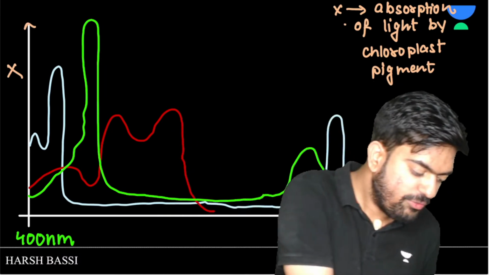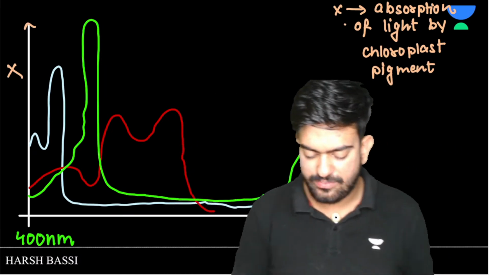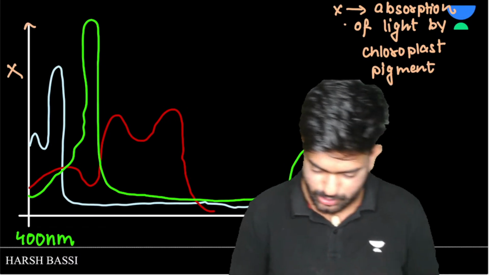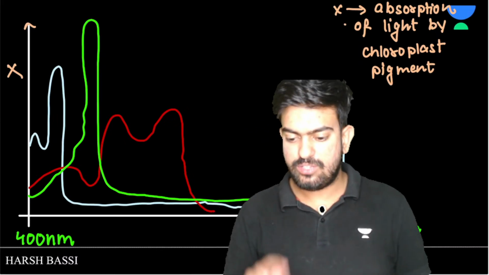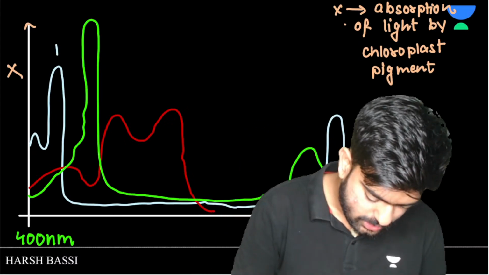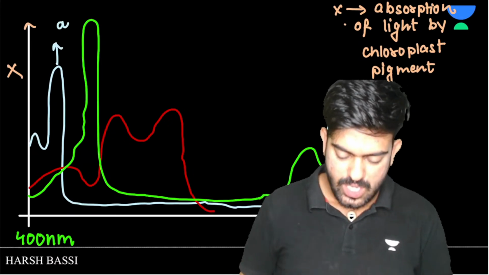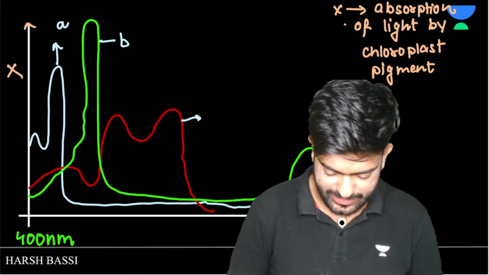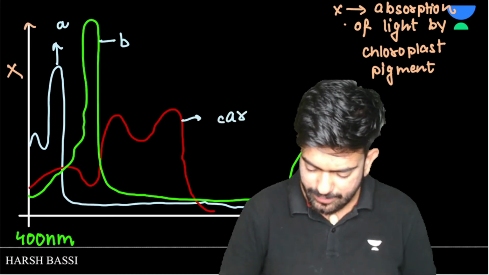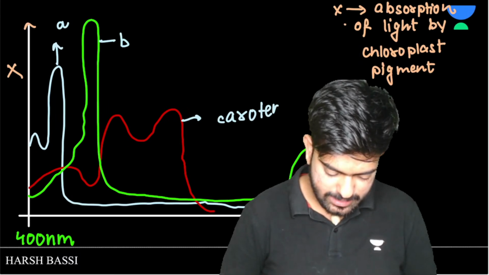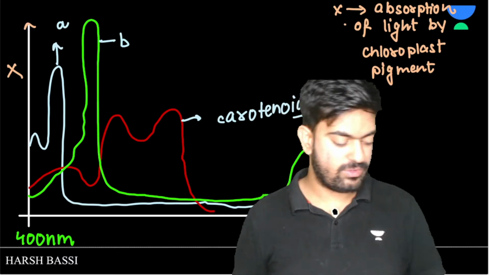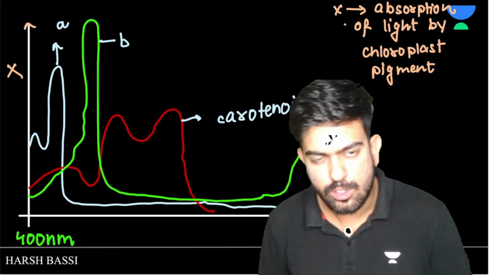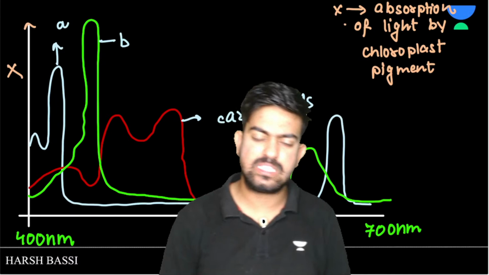Now first of all, how can you learn this graph? Usually we have confusion about which one is chlorophyll A, which one is chlorophyll B, and all those things. So the first peak is chlorophyll A. The second peak is chlorophyll B. And the third peak is carotenoids. Simple. No rocket science, no concept right now. The only thing you have to remember is that A for apple, B for ball, and C for cat. So A for chlorophyll A, B for chlorophyll B, and C for carotenoids.